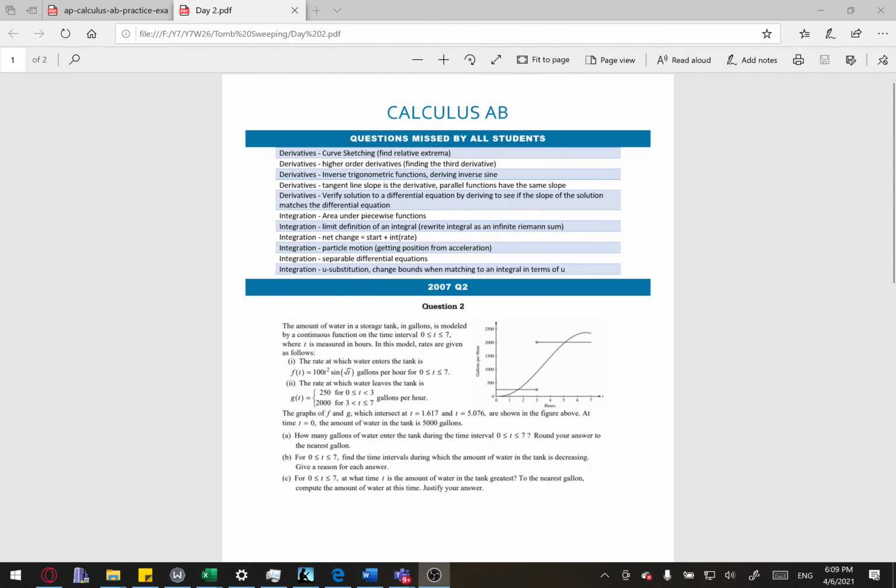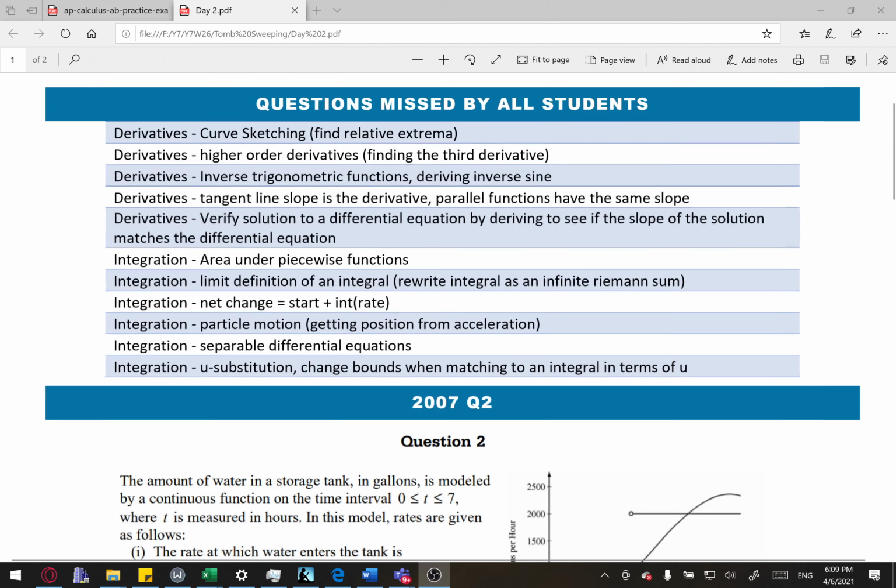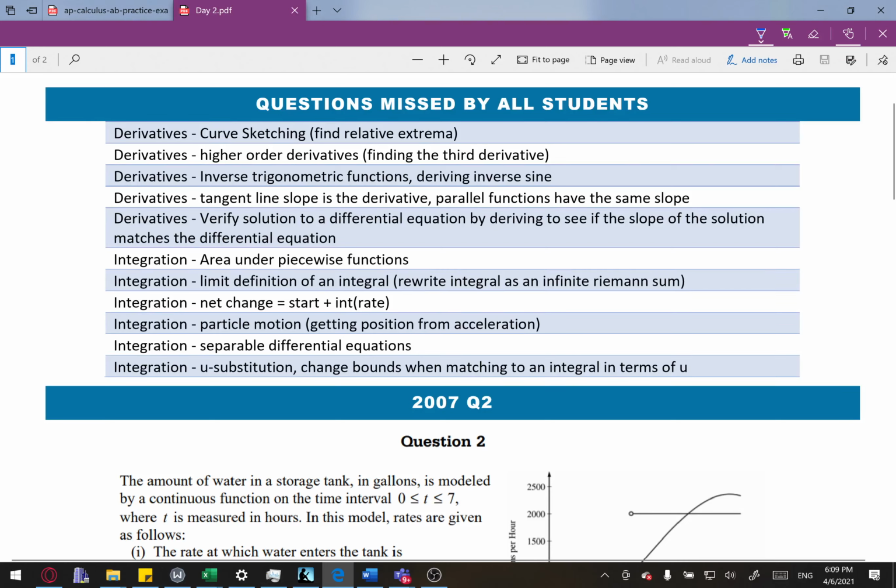Alright, so I've got a list of all of the multiple choice questions that were missed by everyone in CalCAB for our practice test that we did on that Saturday a couple weeks ago. And I picked a couple FRQs that were related to stuff that we hadn't really been targeting in class for the past 2-3 weeks since.